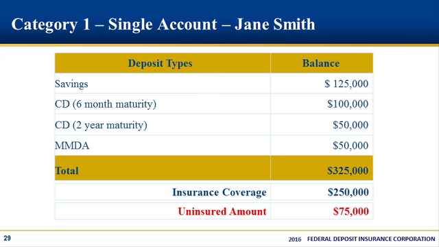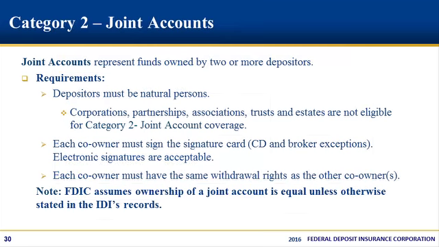Based on phone calls the FDIC receives, a common misconception that some depositors have is that by using different product types, such as CDs and savings accounts, the depositor can obtain separate deposit insurance coverage. This is incorrect. Remember, the type of deposit product does not make any difference in calculating deposit insurance coverage. We have now completed our discussion of Category 1 single ownership accounts.